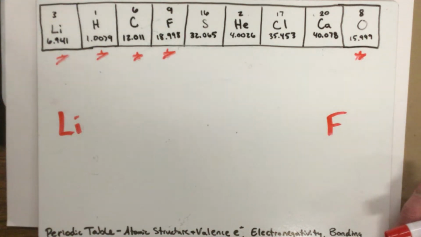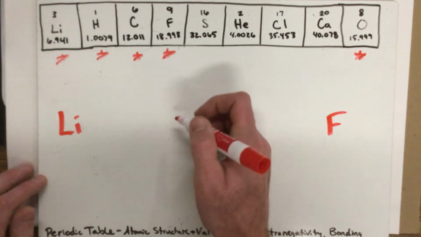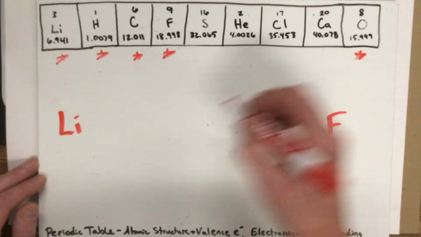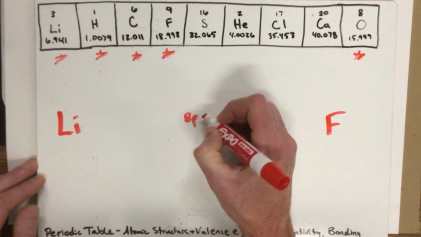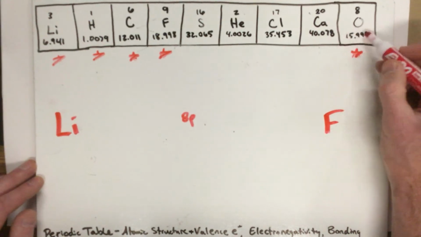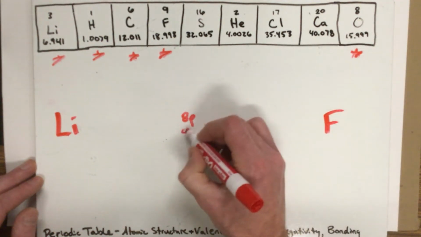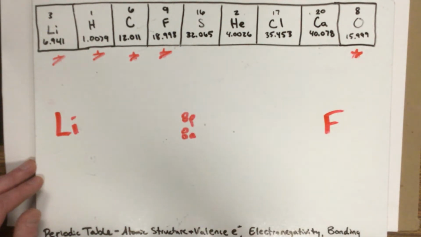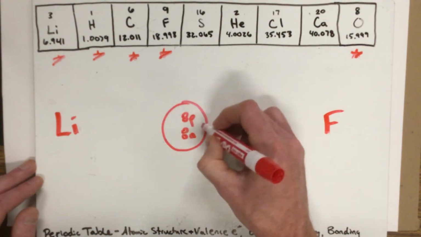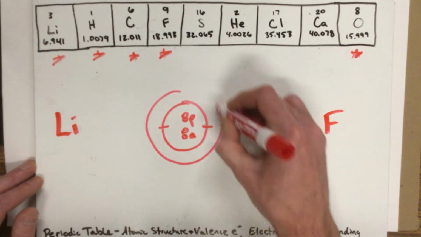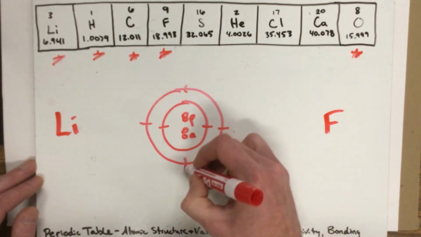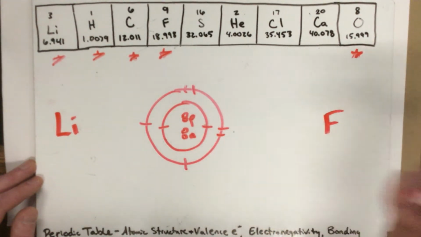All right, let's go with oxygen. I'll draw a picture of oxygen to begin with. Oxygen looks like this. Well, it's got 8 protons, and the most common isotope, oxygen-16, also has 8 neutrons. If it's neutral, 1, 2, 3, 4, 5, 6, 7, 8.